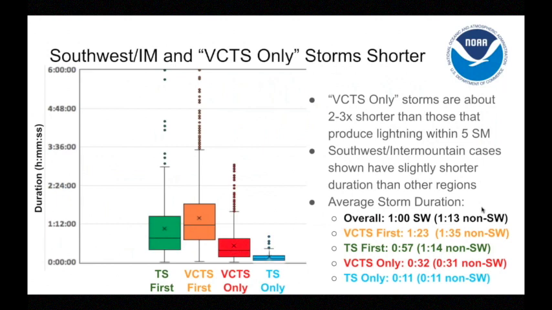Okay, and now we're going to talk about the storm durations that we found. The VCTS only storms are about 2 to 3 times shorter than those that produce lightning within 5. So again, that's the other 3 types of classifications. And the Southwest Intermountain cases shown in this graph have slightly shorter durations than other regions. You can see this again with the data that's listed below.